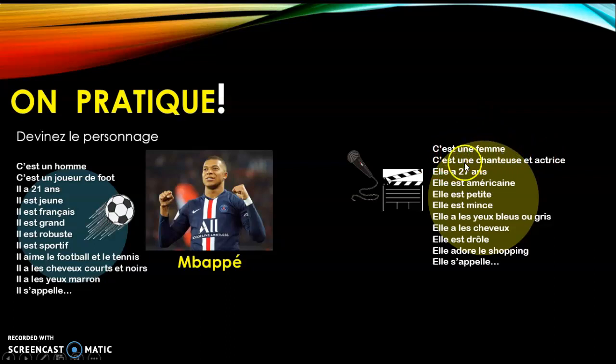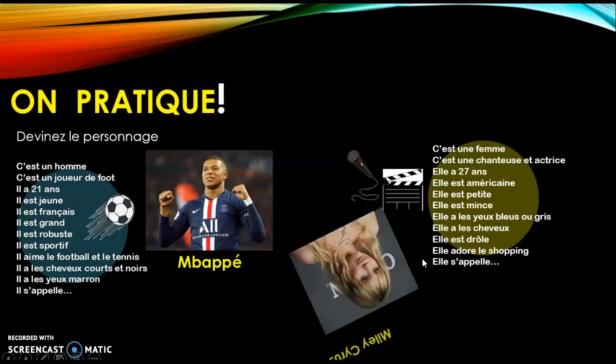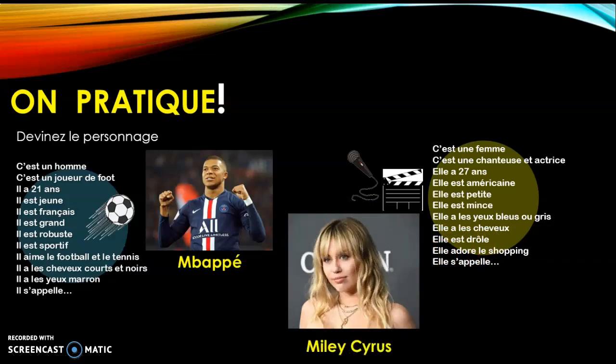Another description. I show you. C'est une femme. C'est une chanteuse et actrice. Elle a 27 ans. Elle est américaine. Elle est petite. Elle est mince. Elle a les yeux bleus ou gris. Et elle a les cheveux courts et blonds et raides. Elle est drôle. Elle adore le shopping. Et elle s'appelle, I showed you before, Miley Cyrus.